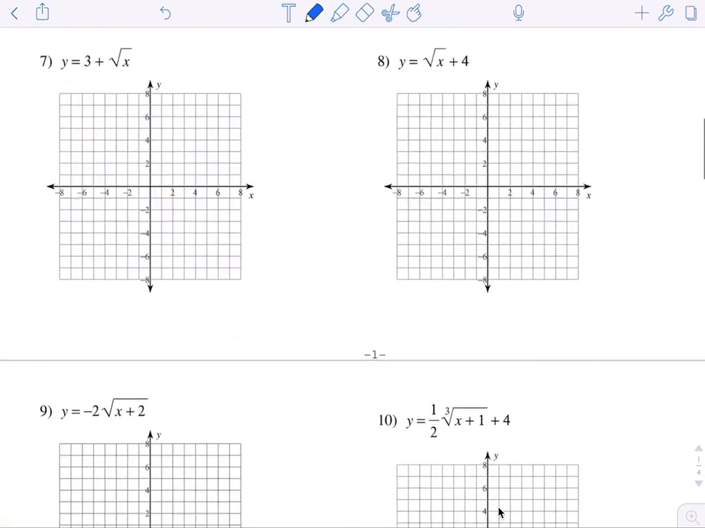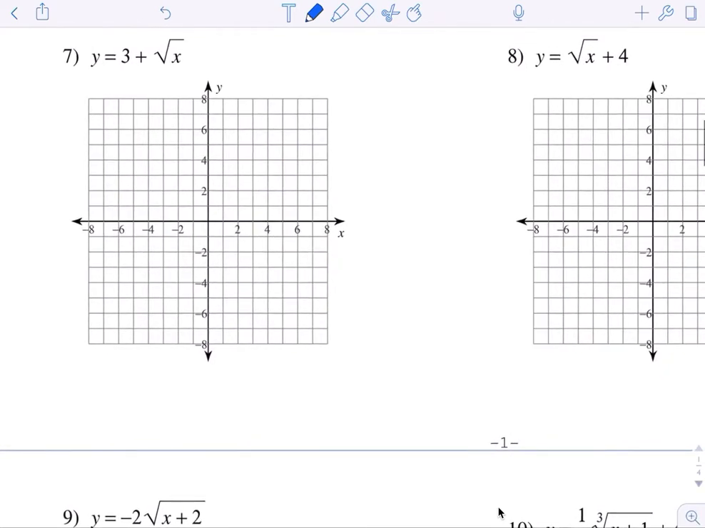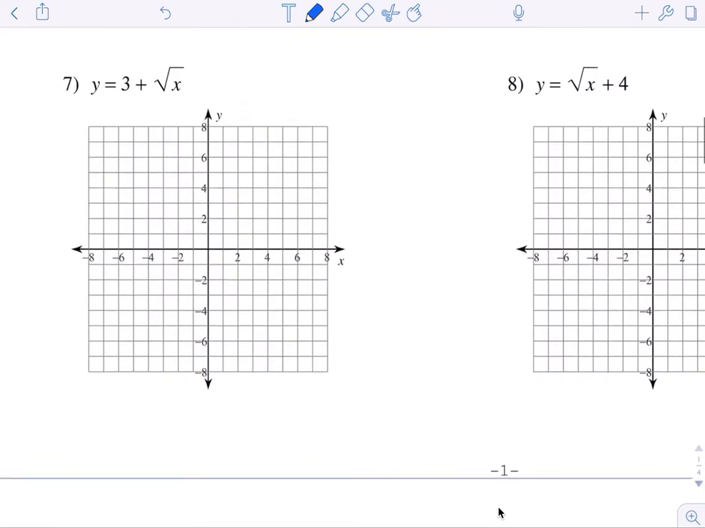Alright, 7. Okay, so that's really up 3, right? So you know this graph is essentially just going to be up 3 from your parent function. But for more precision, just make a table. Okay, for this to get a square root of 0, all x has to be 0. So square root of 0, 0, 0 plus 3, 3.